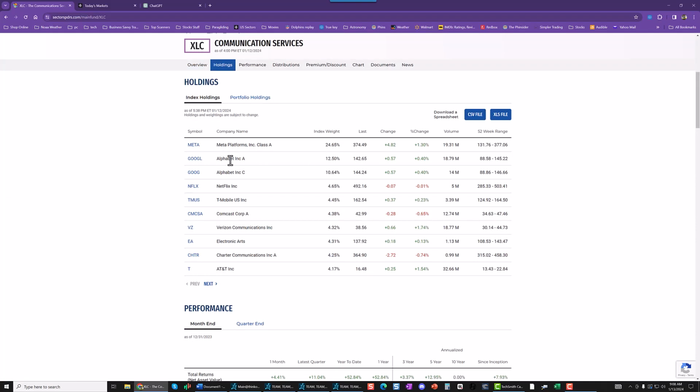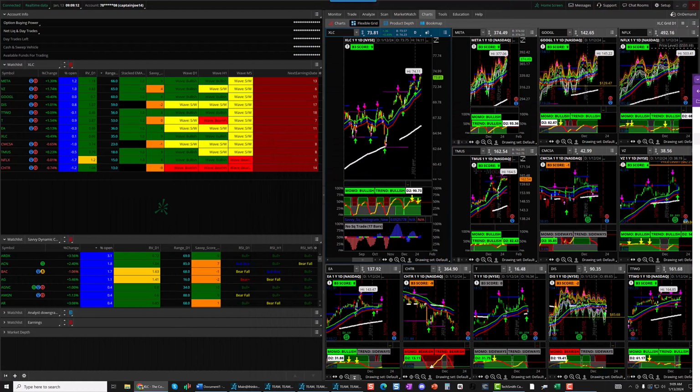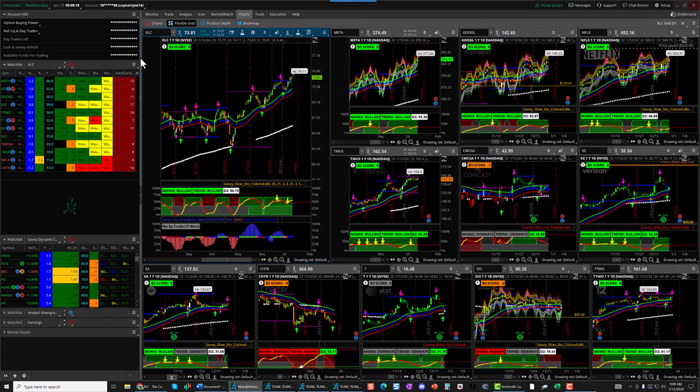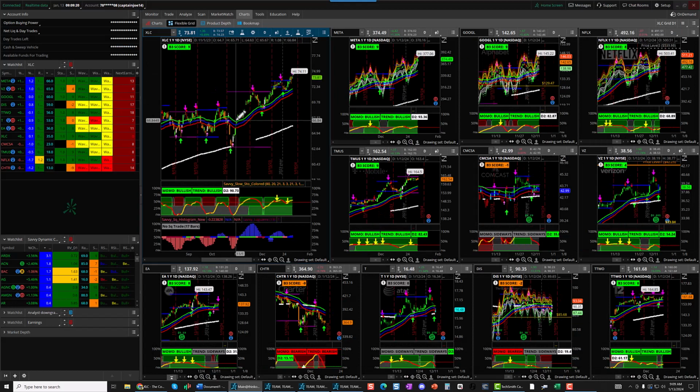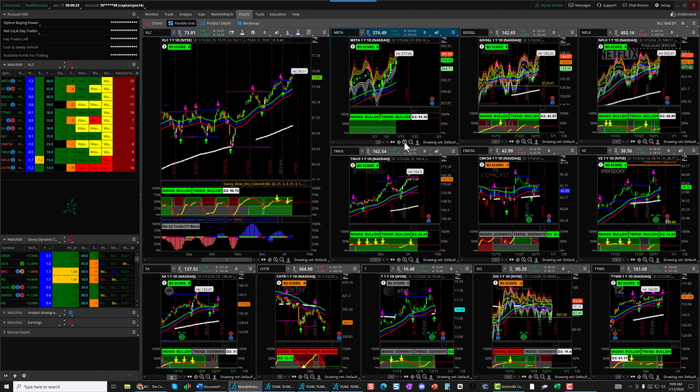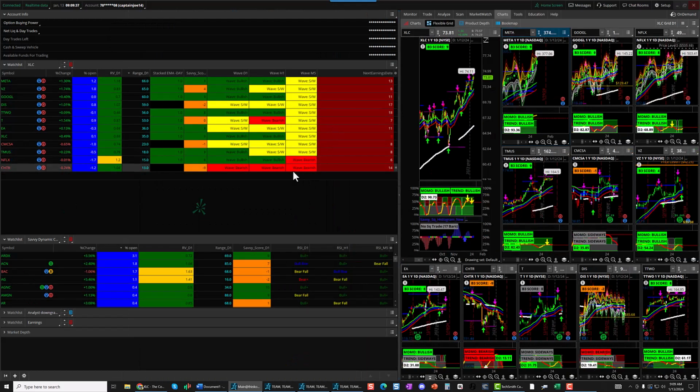Meta has 24%, Google has 12.5%, Netflix 4.65%, T-Mobile, Comcast, and this is all based upon your capitalization. So this changes on a weekly basis, and I just take those numbers and pin them into my flexible grid here, and I can easily look at which ones are strongest. I can see that Meta is a strong stock, so that would be on the top of my list as far as stocks to look at, as we could see in TC2000. Just a different way of doing it.